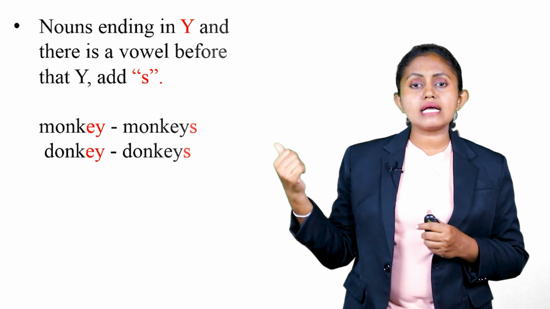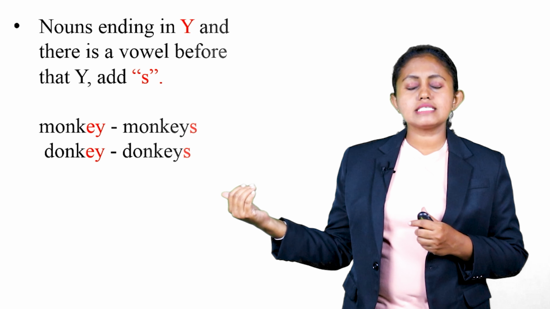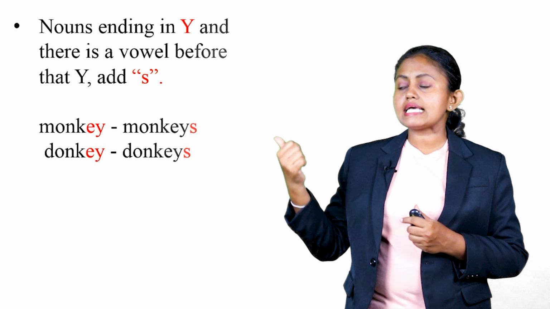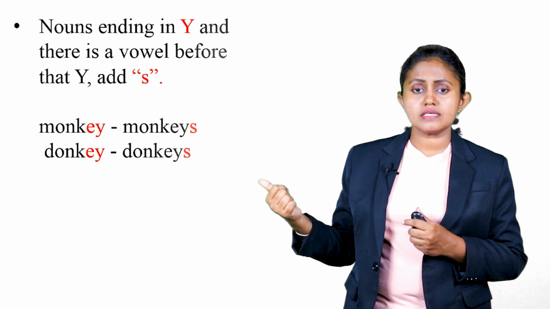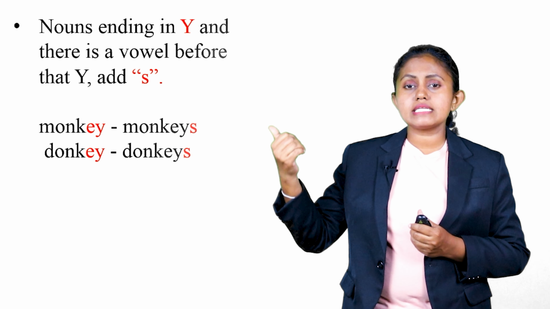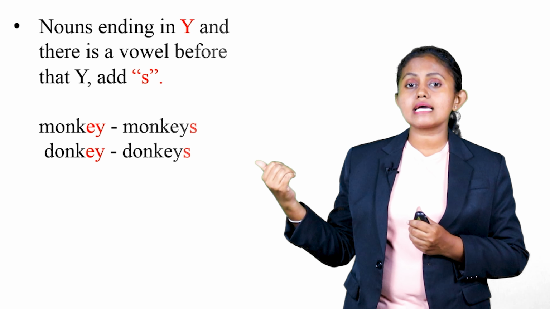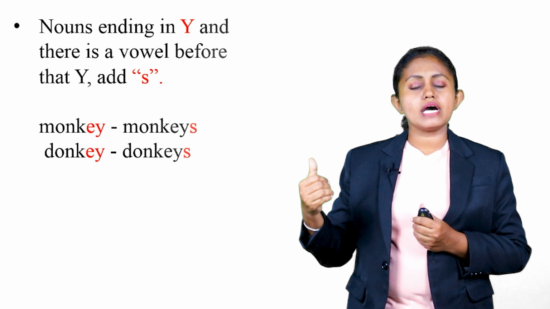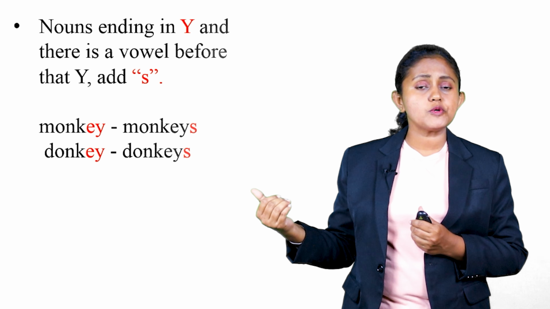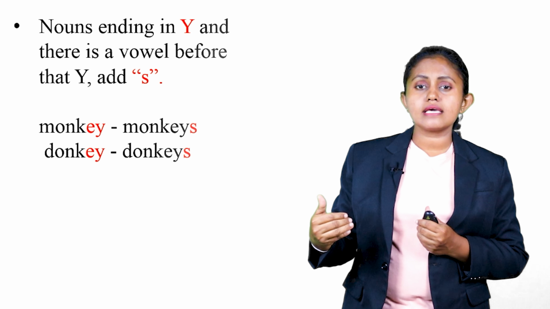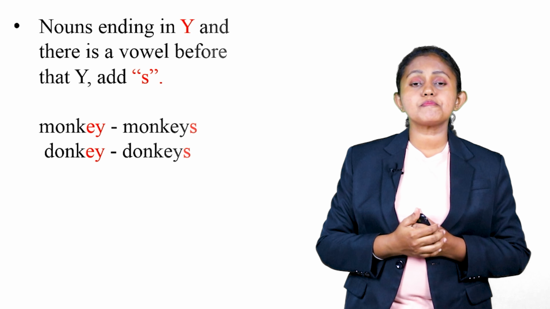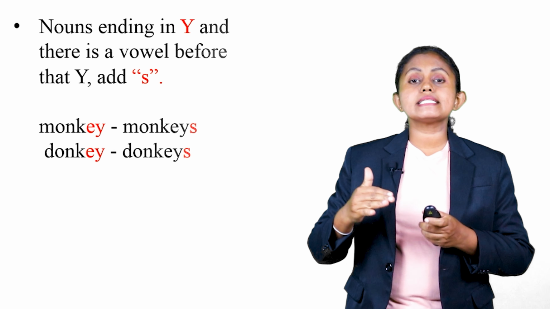So the noun monkey becomes monkeys. The singular one is monkey and the plural one is monkeys. Right? Next example is donkey. The same thing. The next example is day. In this example, the noun ends in Y and there is the vowel A before that Y. So you have to add only S at the end of this noun to make its plural. So the singular noun day becomes days. Right? Like this, you can make the plurals of the nouns which end in Y.